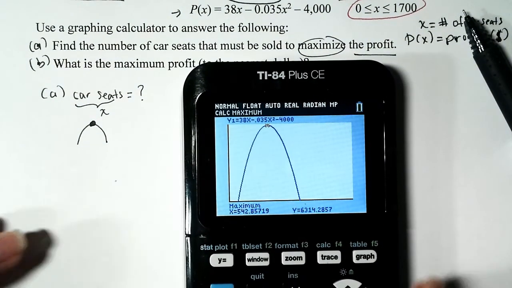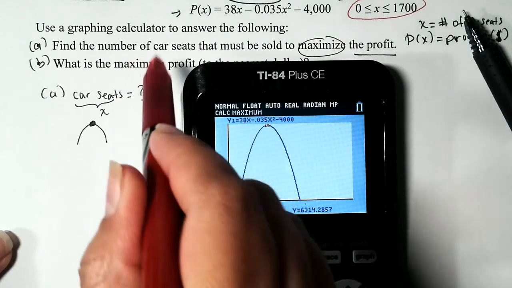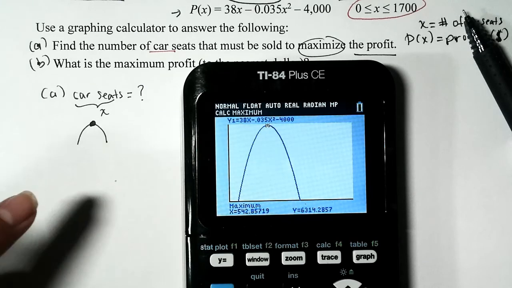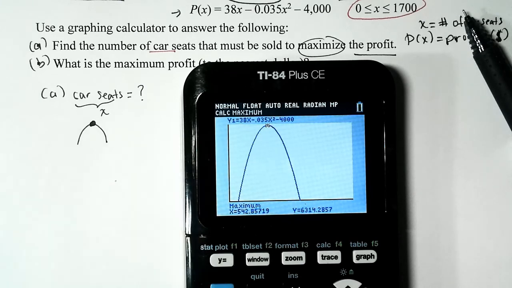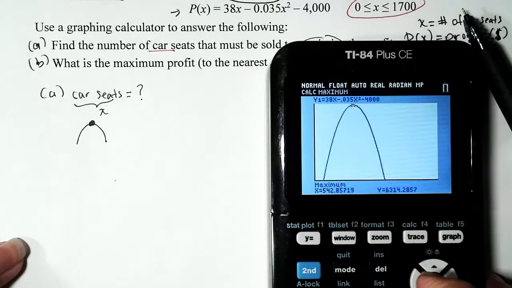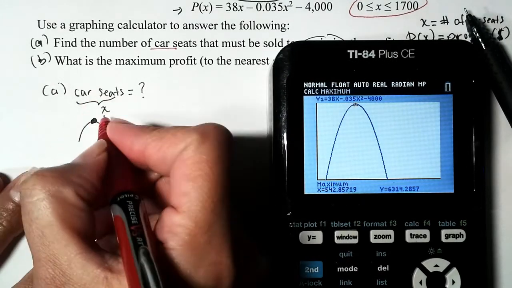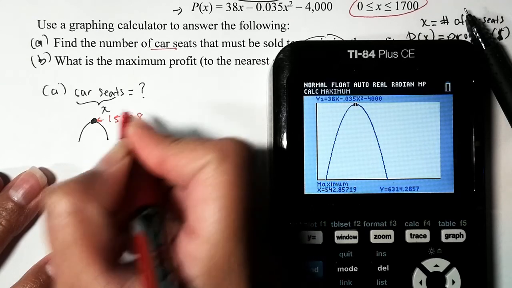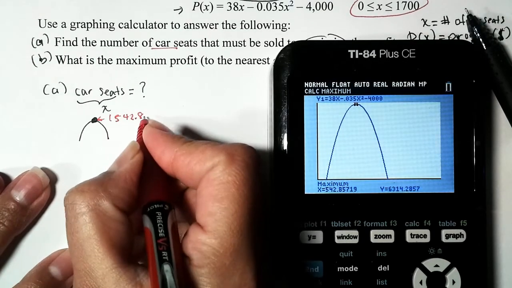The question reads, find the number of car seats. We can't have part of a car seat, so we're going to need a whole number. But let me go ahead and round both of them to 2 decimal places. So to 2 decimal places, the point is 542.86. We write that. What did we say again? 0.86. Thank you for that.